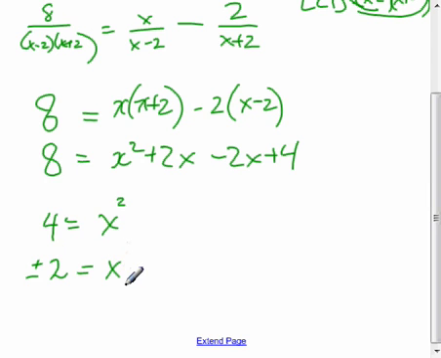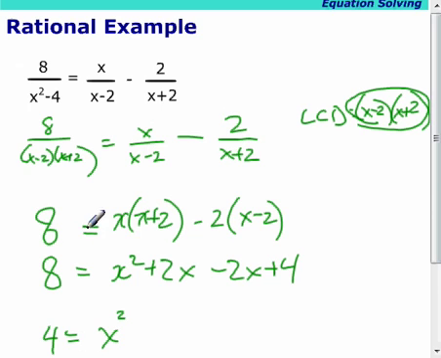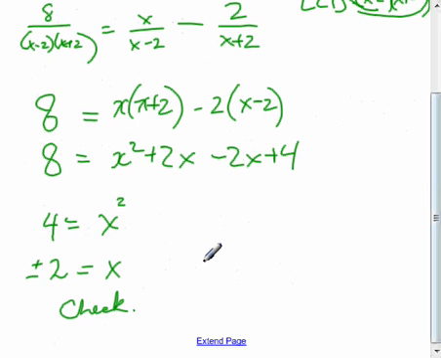But one last thing I need to do is always make sure I check. So I have to go back, not to this equation, but always to the original. If I put a 2 in here, 2 minus 2 is 0. 0 is not allowed on the bottom of the fraction. Therefore 2, a positive 2, won't work.